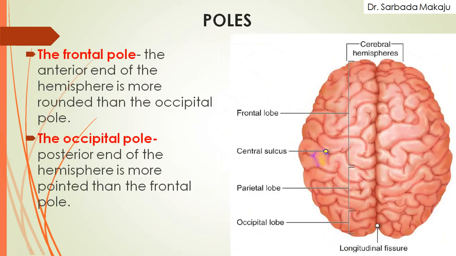Now, each cerebral hemisphere has poles. The anterior part is known as the frontal pole, and this portion is known as the occipital pole. The frontal pole is present at the anterior end of the hemisphere, and it is more rounded compared to the occipital pole. The occipital pole is located at the posterior end of the cerebral hemisphere and it is more pointed compared to the frontal pole.